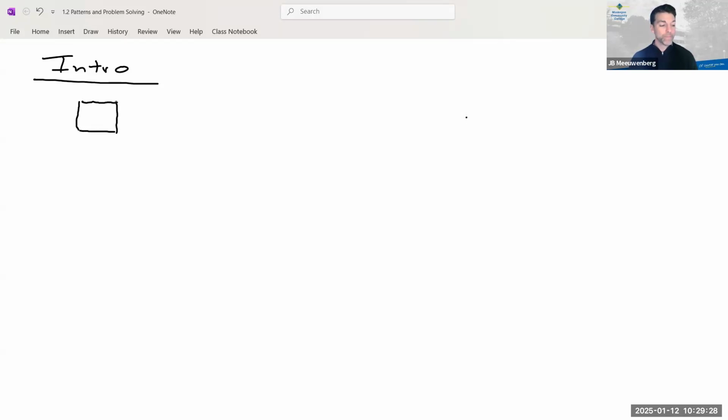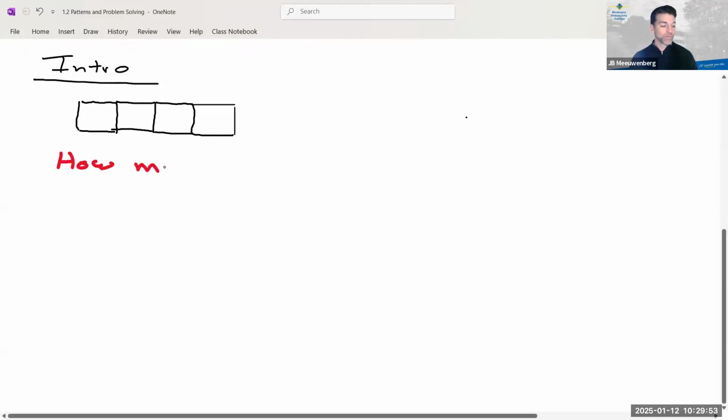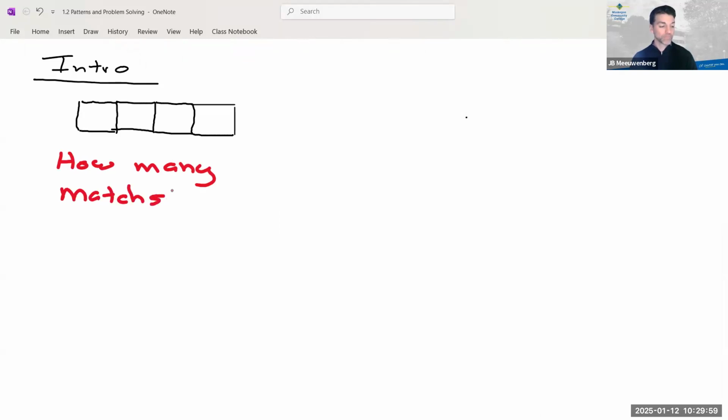And then you're going to build more squares. So just a big, long string of squares, a big track of squares, one after the other, okay? And we'll just start with four of them, okay? So I'll draw four. All right. So the question is, how many matchsticks? That's the question. How many matchsticks does it take to make a given number of squares in a track like this?